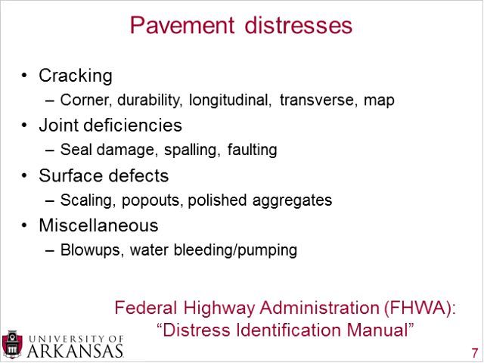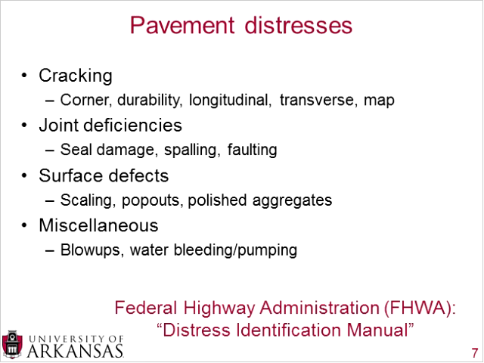You can also have joint deficiencies. In between the Portland cement concrete slabs, you do need to have a joint. That joint generally has some sort of seal between the slabs to allow for expansion and contraction and a little bit of movement. And sometimes that seal can get damaged. Once that seal gets damaged, deleterious material, dirt, dust, moisture can get into that joint and cause even more problems, such as spalling, which is where you have small chunks of the Portland cement concrete slabs that chip off, and it kind of looks like a pothole in a way.